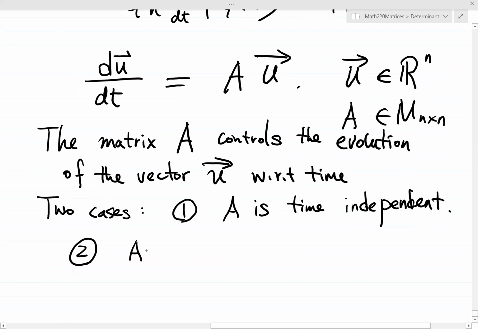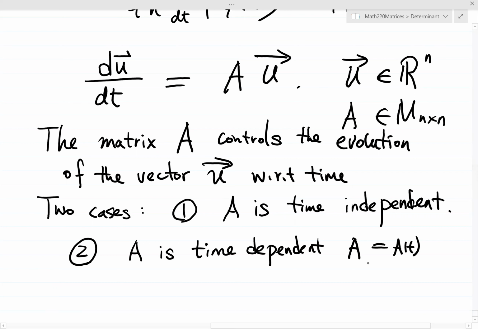The first case is easier. The second case is when A is time dependent, so A is A(t). In this case, this is far from solved. The second case is very difficult. It's far from solved, so it is beyond the scope of this course.